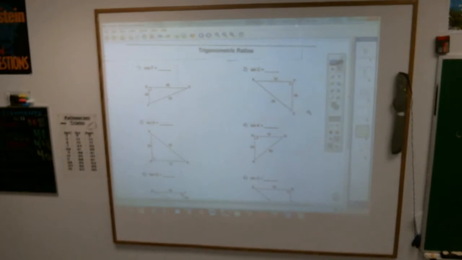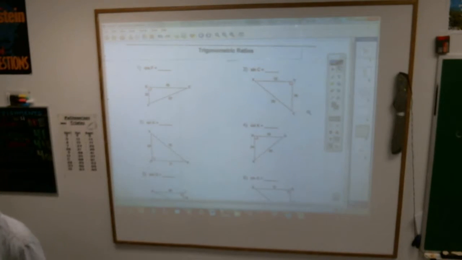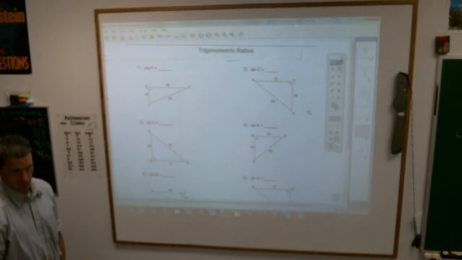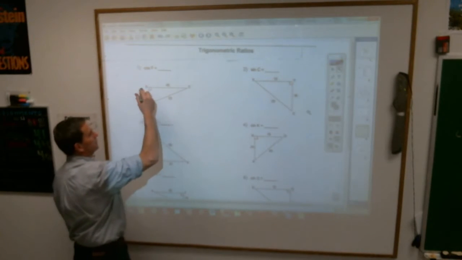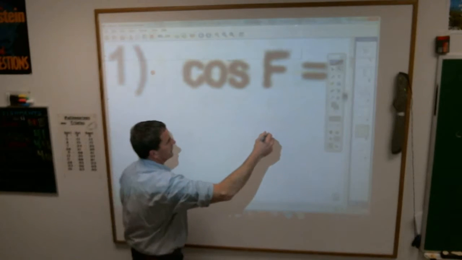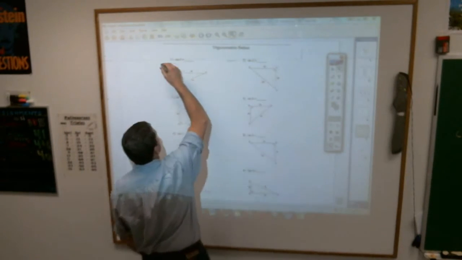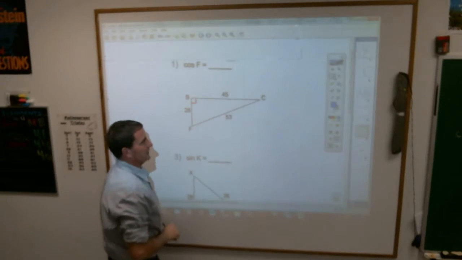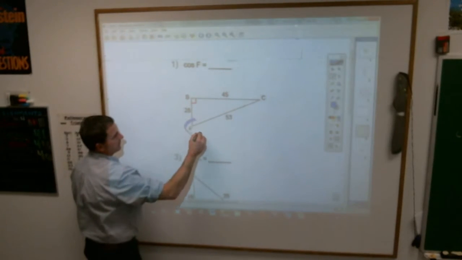Let us look at this whole worksheet here. Here is what you'll look at. First of all, you know your SOHCAHTOA. That's important to know. If you don't know the relationships, you don't know the ratios, and you're not going to get this right. Number one says to find the cosine of this, which is actually just asking you for the decimal. It doesn't mean the angle, but you could find the angle because here's angle F.